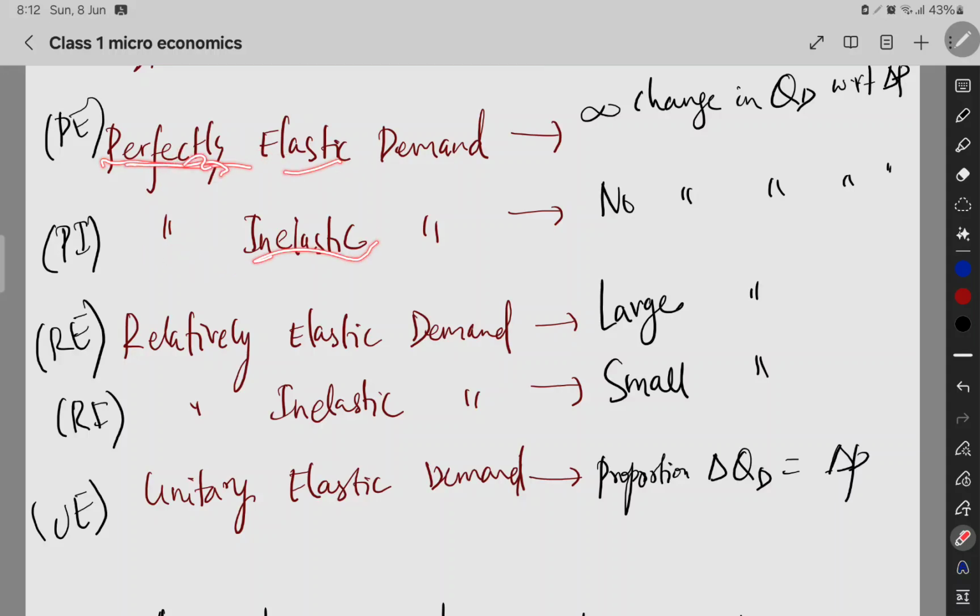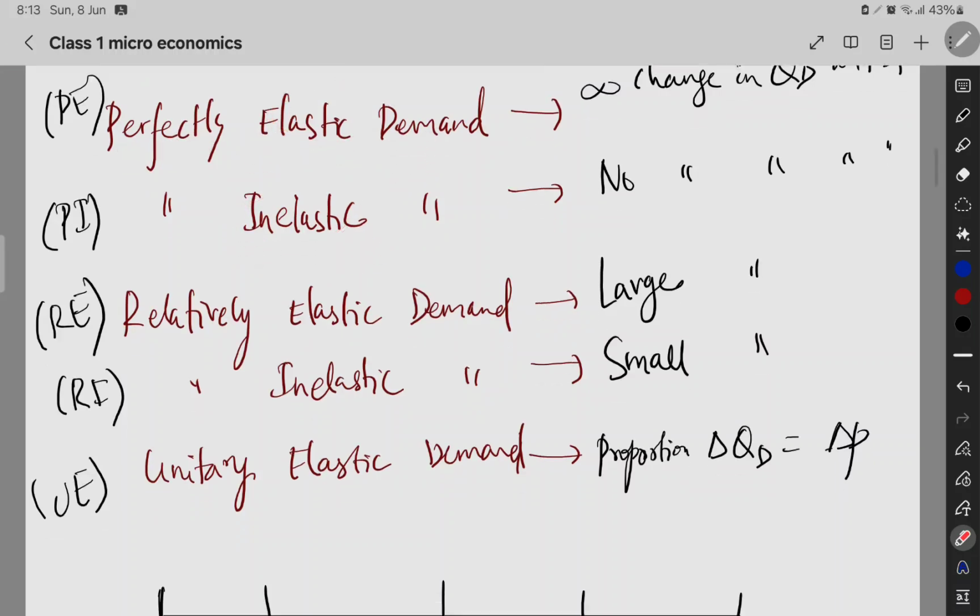Perfectly elastic, so you can stretch up to infinity. That means there is an infinite change in quantity demanded with respect to change in price. Perfectly inelastic means there is zero, no change in quantity demanded with respect to price. Inelastic means zero, elastic means infinity. This is in the case of perfect.